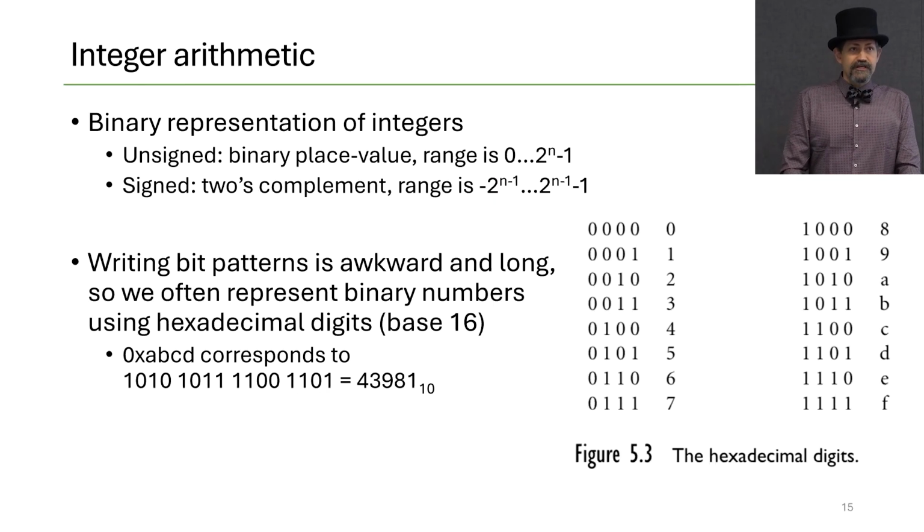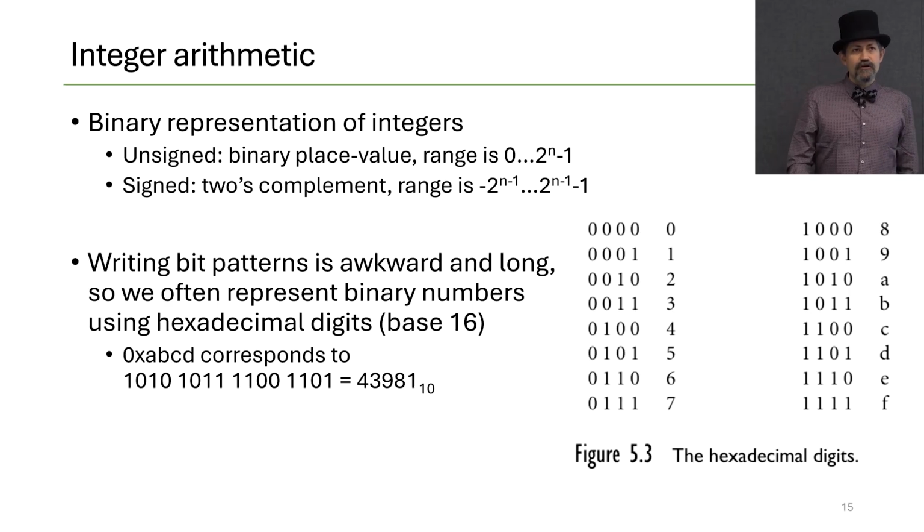Let's talk about integer arithmetic. Integers are represented as binary numbers. And for unsigned numbers, we just use binary place value. So the range is 0 to 2 to the n minus 1, and the low order bit tells us, is this even or odd? And then each bit going up tells us whether 2 to that bit's place is present in the number.